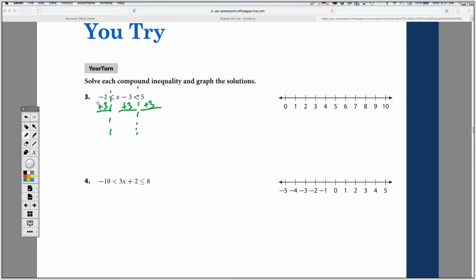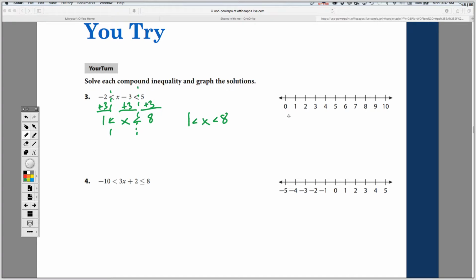And what is negative 2 plus 3? 5. Oh, try again. You owe me $2, you have $3. Good job. 1 is less than what? Nice. X less than, what's 5 plus 3? 8. Okay, so 1 is less than x, which is less than 8. I'm going to write it nicely.